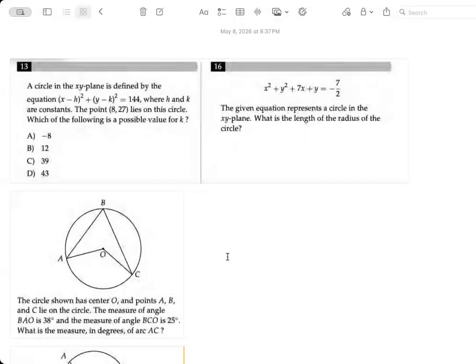A circle in the xy plane is defined by the equation where h and k are constants. The point 8, 27 lies on the circle. Which of the following is a possible value of k?